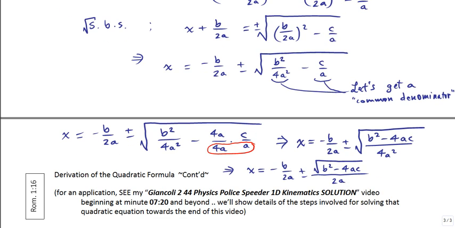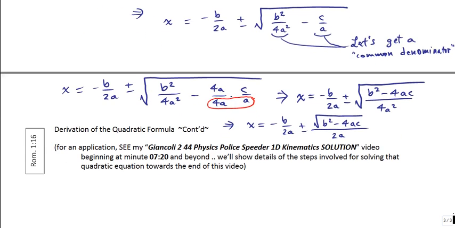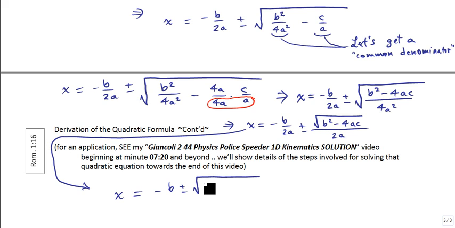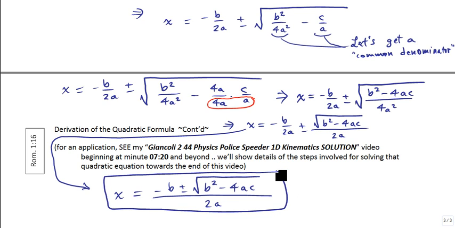And then finally, you'll notice that in fact we have a common denominator of 2a, and so we will wrap all this up by writing this in the familiar form: minus b plus or minus root b squared minus 4ac, all over the common denominator of 2a. And here is the quadratic formula that we just derived.